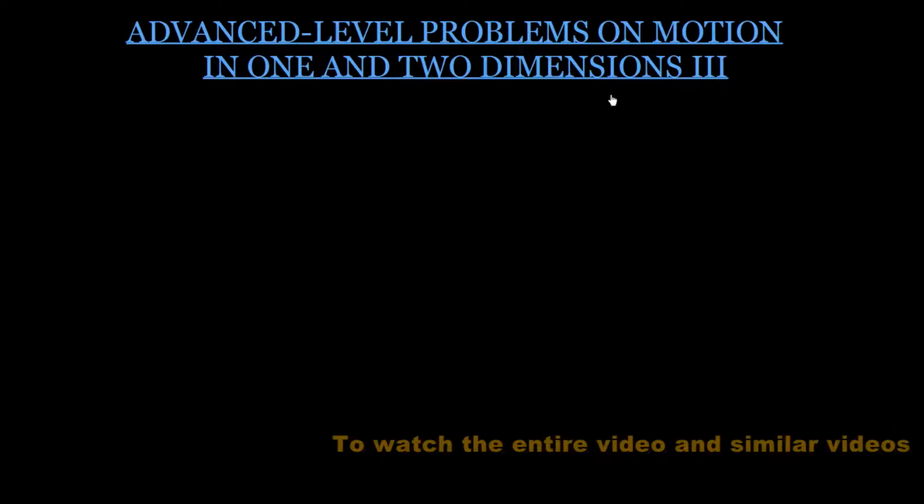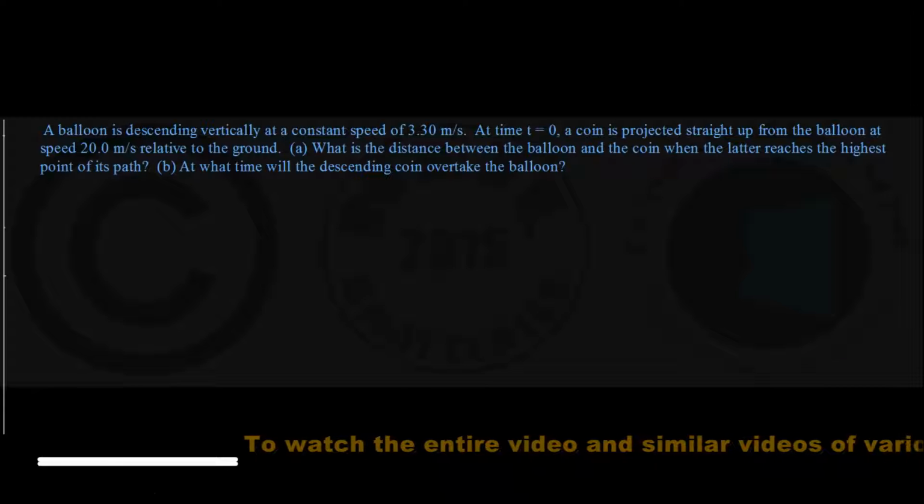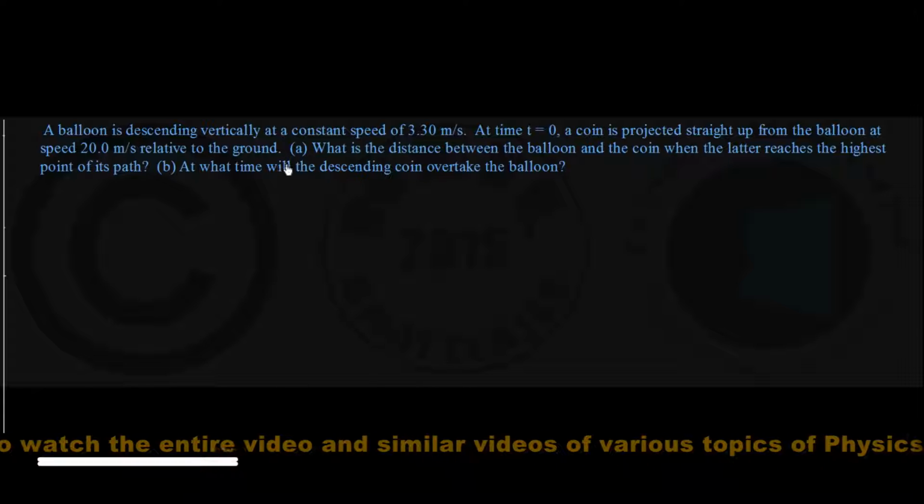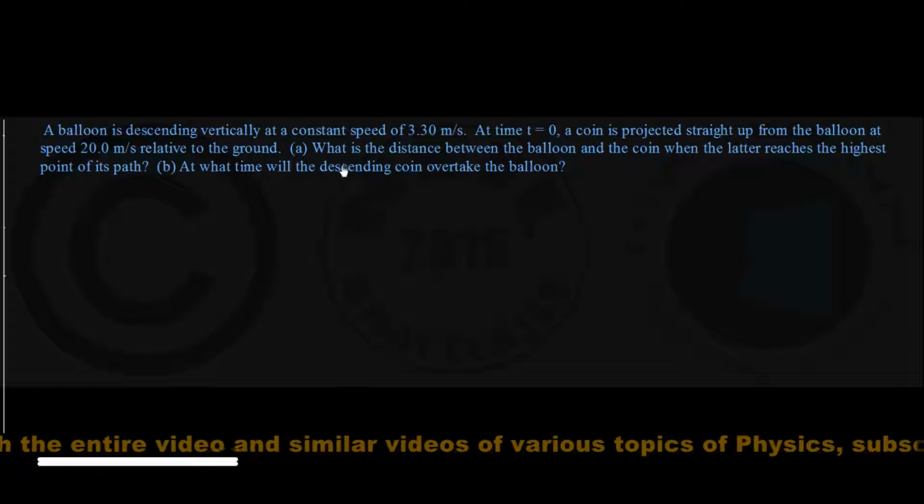In this lecture, we shall discuss some more advanced level problems on motion in 1 and 2 dimensions. As you have already seen, the problems are further classified into levels 1, 2 and 3, depending on their difficulty level. We hope this will be helpful for the students as they follow the solutions of the problems. So our first problem in the lecture is also based on motion in 1 dimension, but it compares motions of two different bodies, a balloon and a coin.